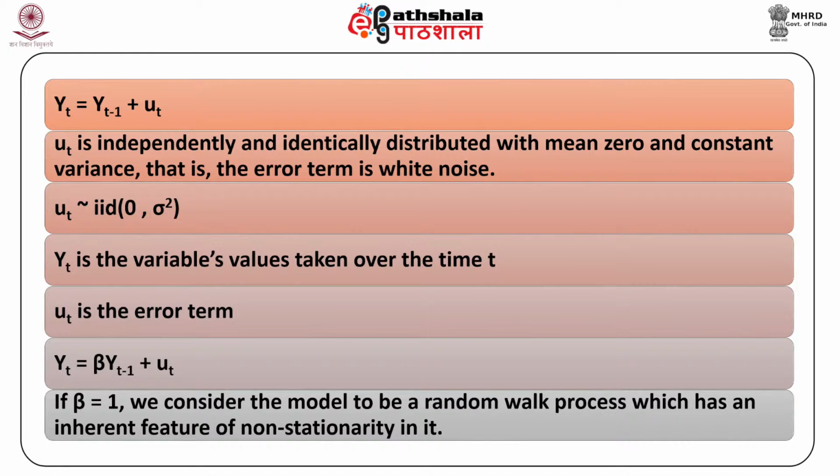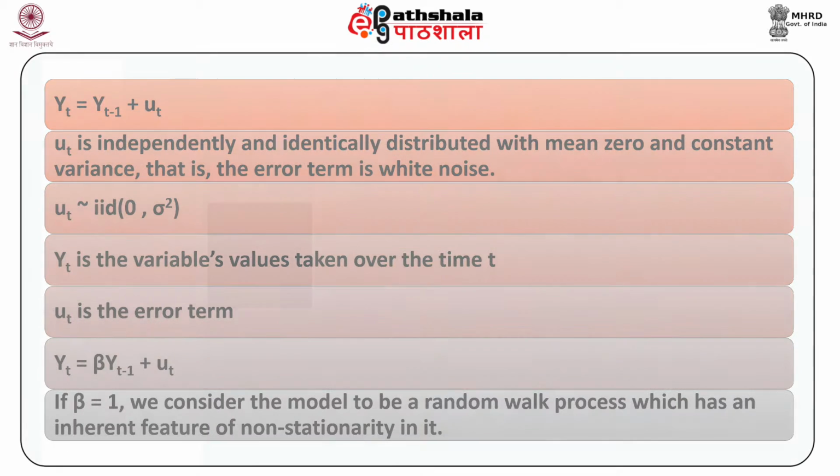In this expression, yt is the variable's value which is taken over the time t, ut is the error term, and therefore in general we can write down yt is equal to beta yt minus 1 plus ut. So if beta is equal to 1, we consider the model to be a random walk process which has an inherent feature of non-stationarity in it.